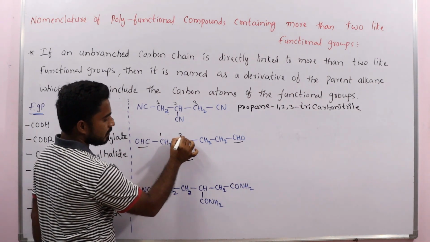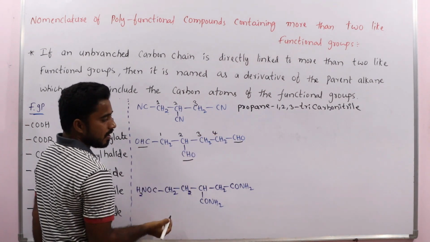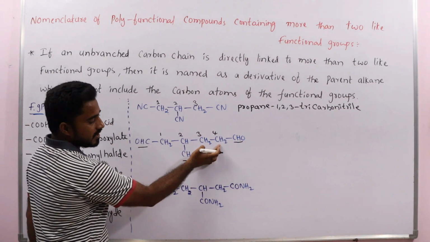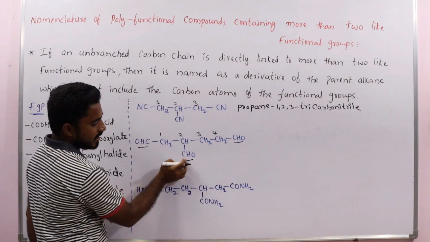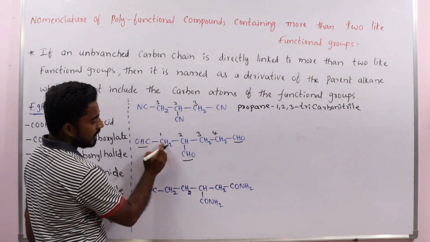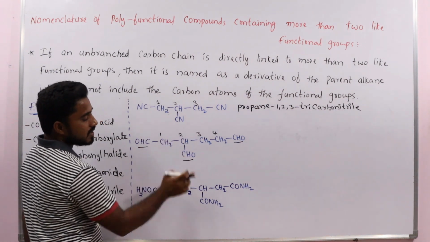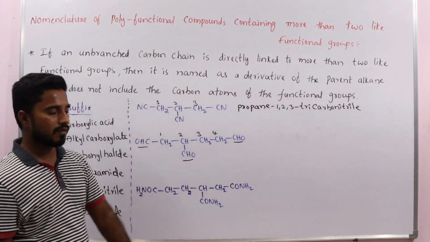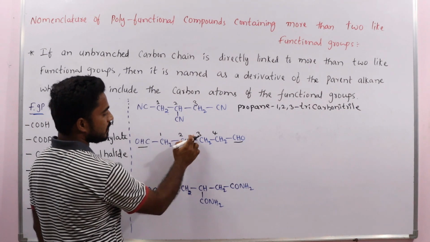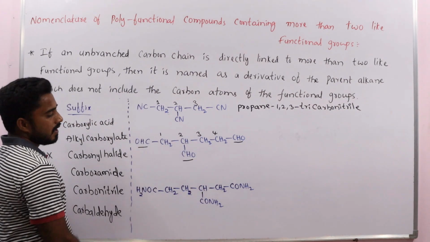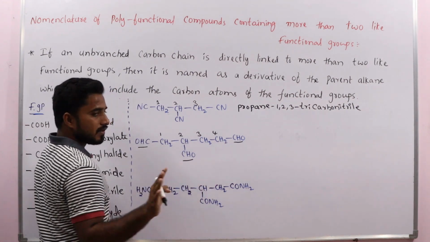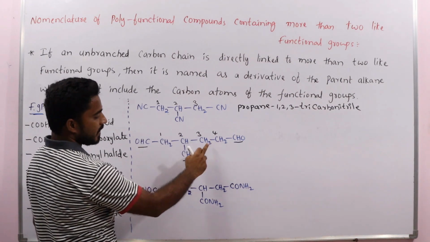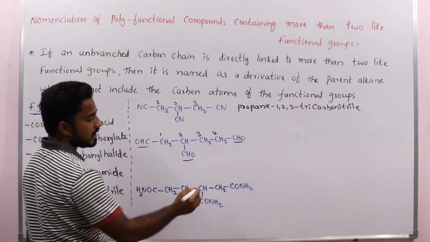So 1, 2, 3, 4. Because if you start numbering from this position, 1, 2, 3, the CHO gets number 3. If you give numbering like this, CHO gets the second position. That's why we have to follow the lowest number rule. So 1, 2, 3, 4. Clear? How many CHO groups are there? 3. In the parent chain, how many carbons are there? 4. That's why butane.